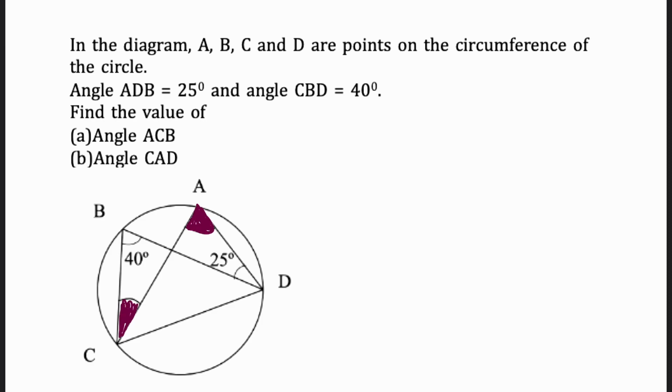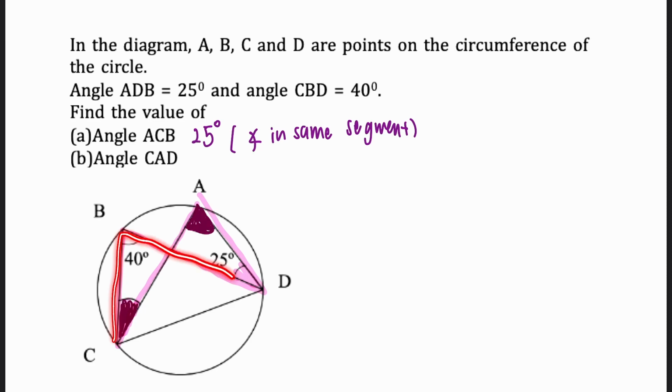You can see that we use angle in the same segment, so we can see a kite here. And you remember, in angle in the same segment, this angle here will be equal to this angle here. So actually your ACB is also equal to 25 degrees. This is angle in same segment. Likewise, to find angle CAD, we can see that you can also have another angle in the same segment. So angle CAD is also 40 degrees, for the same reason.